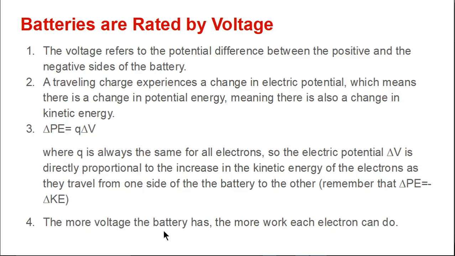The more voltage the battery has, the more work each electron can do for you. Think about it. If this is higher, then that means you have more potential energy. More potential energy will translate into more kinetic energy, more movement of electrons. You need them to move to do work for you, so you can do more work. I hope it makes sense.